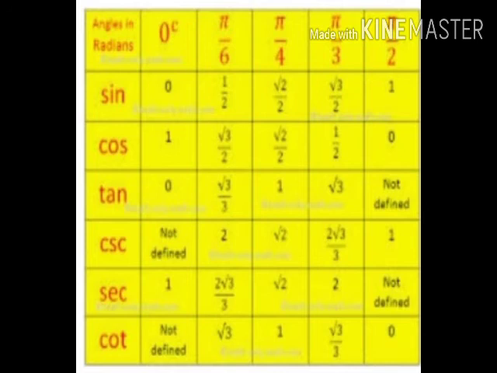So this table represents the trigonometric values of some specific angles. From this table we can see what is sine 30. Sine 30 is 1 by 2. What is cos 30? Cos 30 is root 3 by 2 and so on. That also we studied in earlier classes.